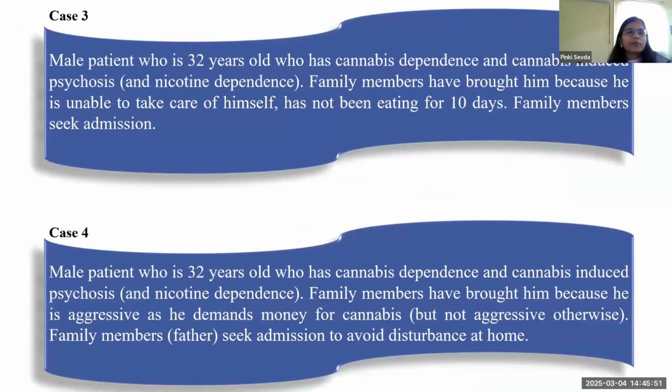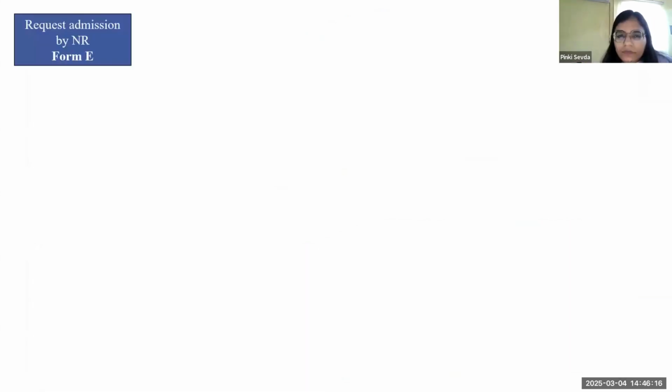Case 3 is a male patient who is 32 years old who has cannabis dependence, cannabis-induced psychosis and nicotine dependence. Family members have brought him because he is unable to take care of himself, has not been eating for 10 days. Family members seek admission. Case 4 is the same patient, but family members have brought him because he is aggressive as he demands money for cannabis, but not aggressive otherwise. Family members seek admission to avoid disturbance at home.